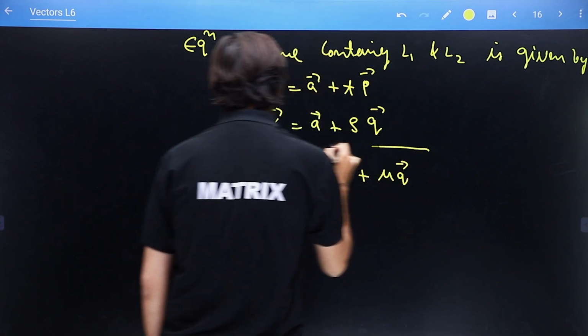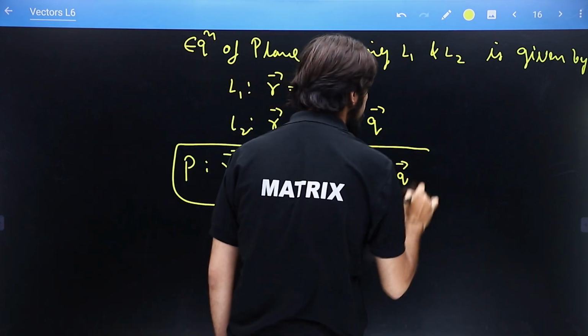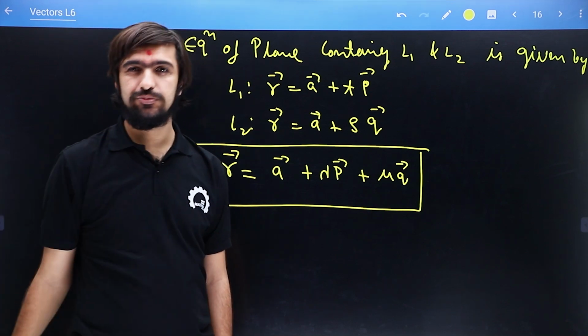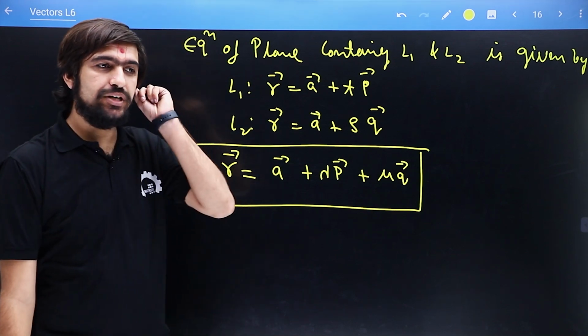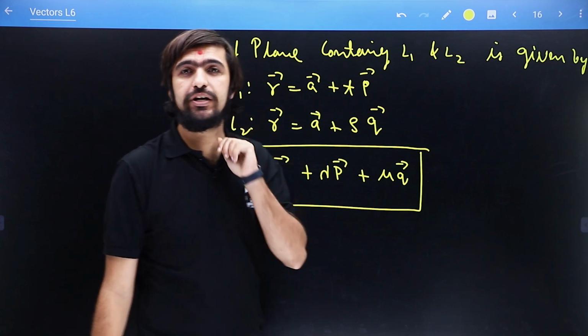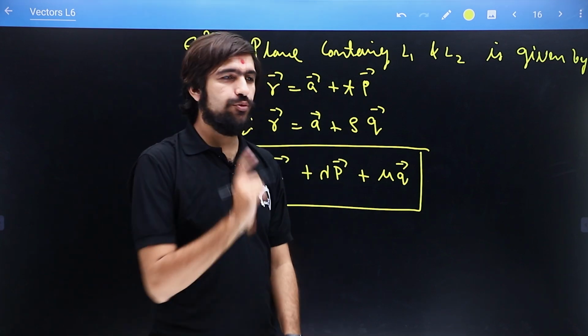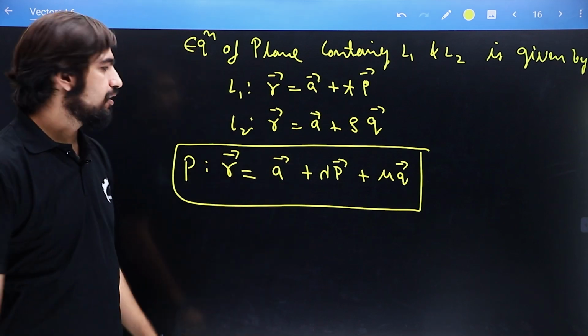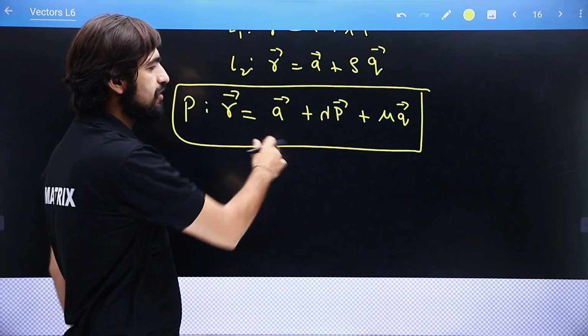What is this? This thing you have already studied in 11th class, family of lines. You remember L1 plus lambda L2. So L1 plus lambda L2 represents all the lines passing through the point of intersection of L1 and L2. And if you take all those lines together, you can create a plane. But this is in 3D. So now you have to convert this equation into a plane equation.